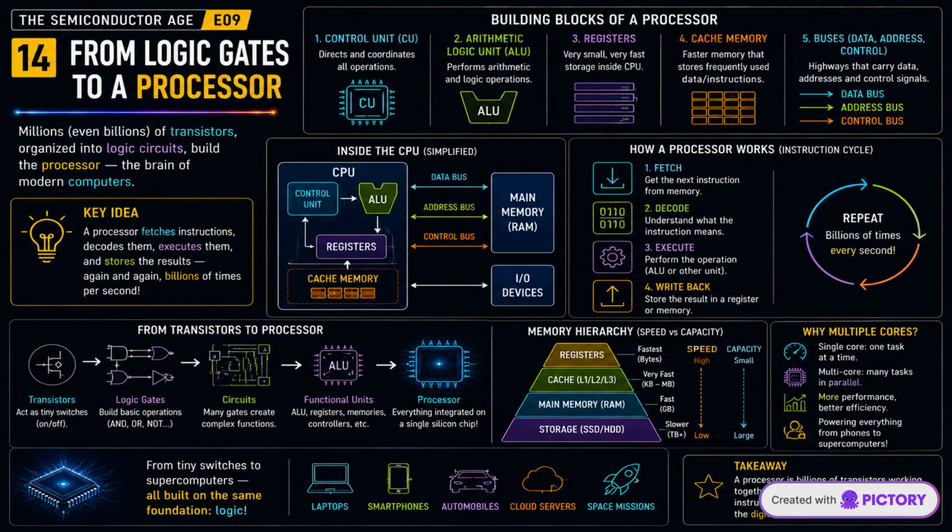Now the pieces come together. Logic gates form circuits. Circuits create arithmetic and control functions. These become the ALU, registers, control unit, and other processor components. Together, they form a CPU capable of fetching and executing instructions.